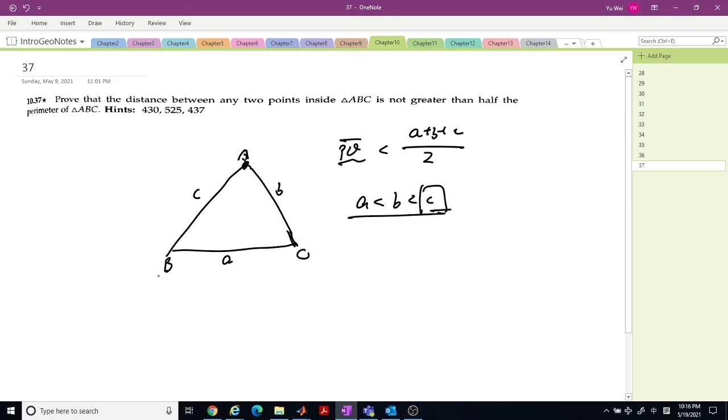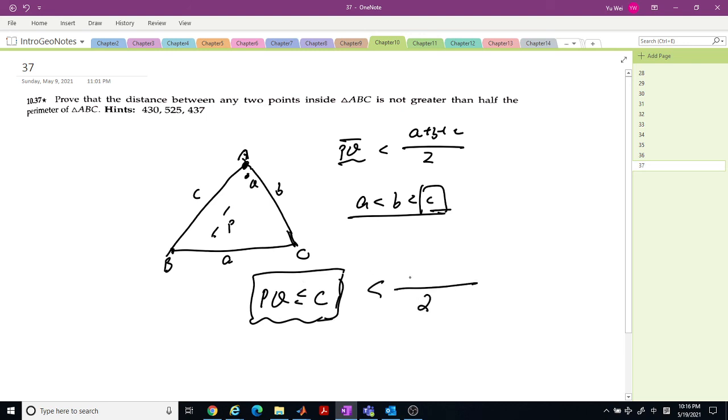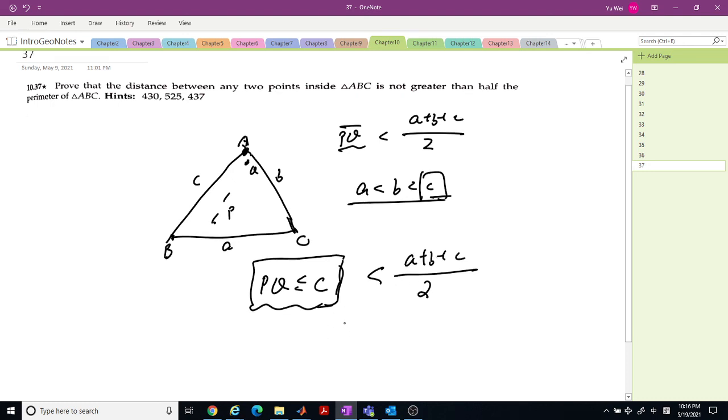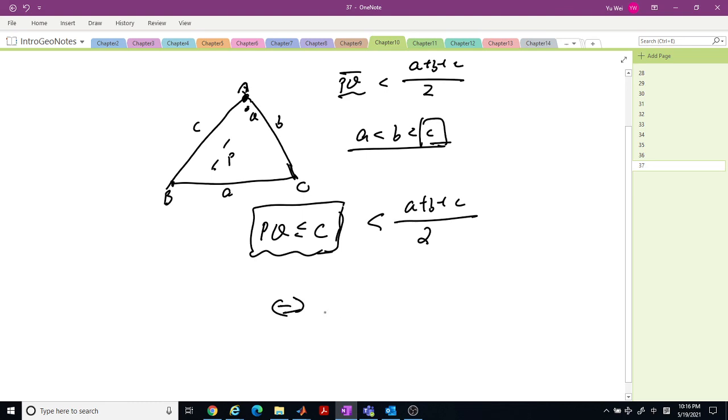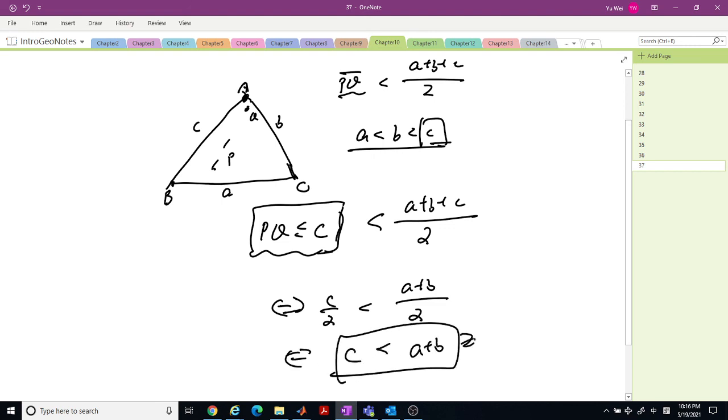If you put any points P and Q inside, PQ will be less than or equal to c. The longest you can achieve is c, right? We want to prove this is less than half of a plus b plus c. Equivalently, we need to prove half of c is less than half of a plus b. Equivalently, a plus b is greater than c because it is a triangle. That's why you can prove it.